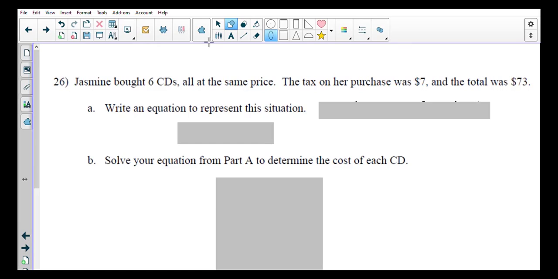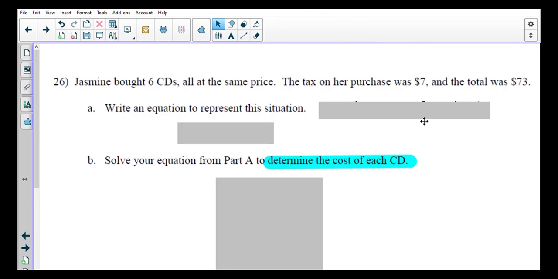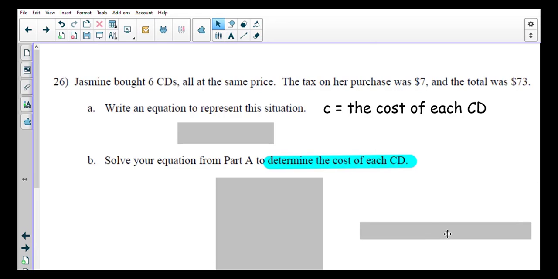So let's identify our unknown here. Our unknown is the cost of each CD. So I'm going to be very specific in defining C as the cost of each CD. I'm not just going to put C equals CD. That's not good enough. We want to be very specific.